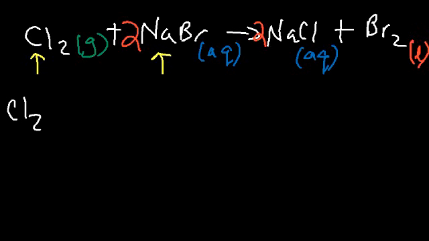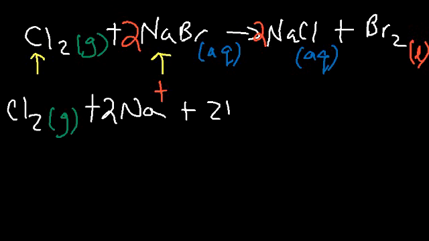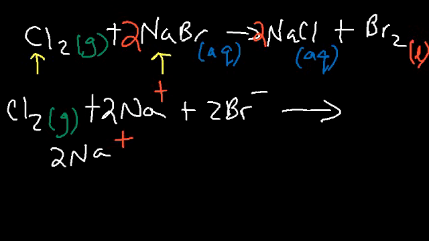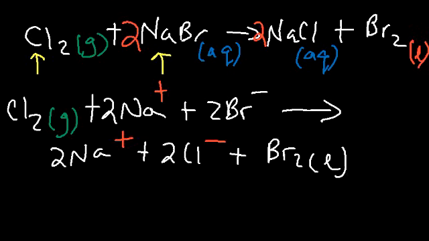So chlorine, which is a gas, we're going to leave it the way it is. Sodium bromide is in the aqueous phase, so we're going to separate those into ions. Now we can do the same for sodium chloride. We can write it as 2Na+ and 2Cl-. And bromine, which is a liquid, is going to remain as Br2. So the only spectator ion that we have is the sodium cation.